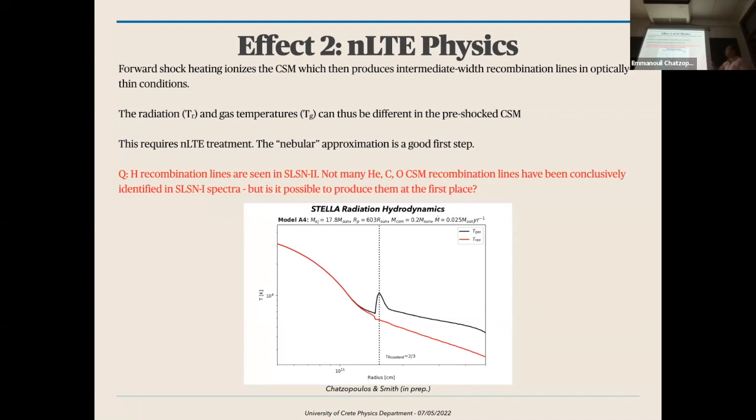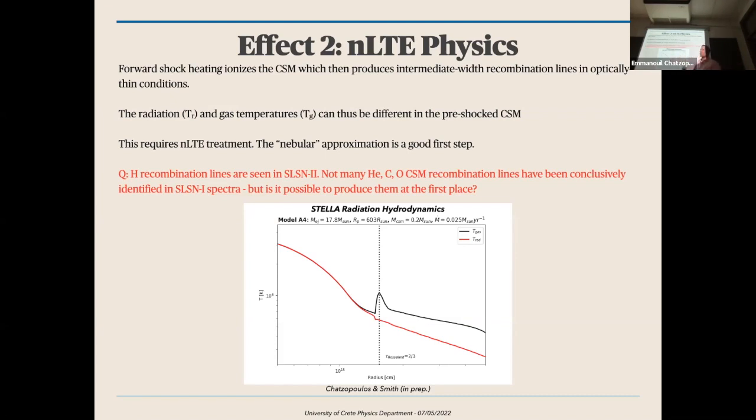So again, that begs the question. We do see hydrogen recombination lines in hydrogen-rich superluminous events, but there's maybe one or two situations where we've seen narrow emission lines of helium, carbon, oxygen for some transients. Does that mean that most, if not all, hydrogen-poor superluminous supernovae are not powered by circumstellar interaction, or is it possible to have hydrogen-poor circumstellar interaction, but somehow hide those spectral features?